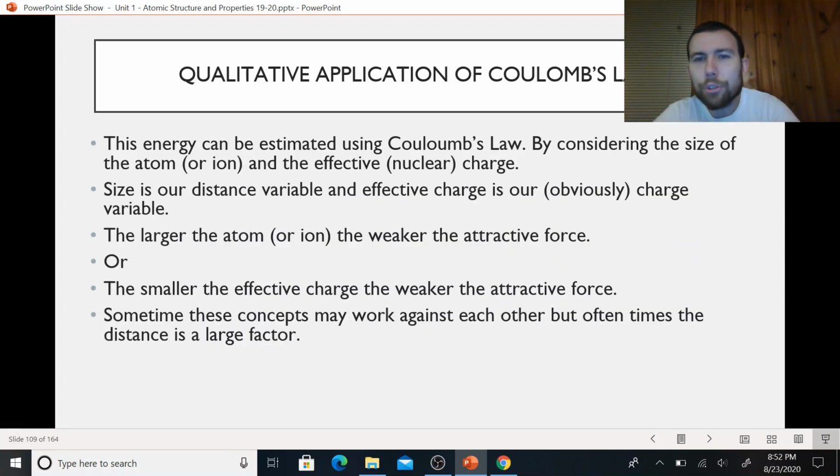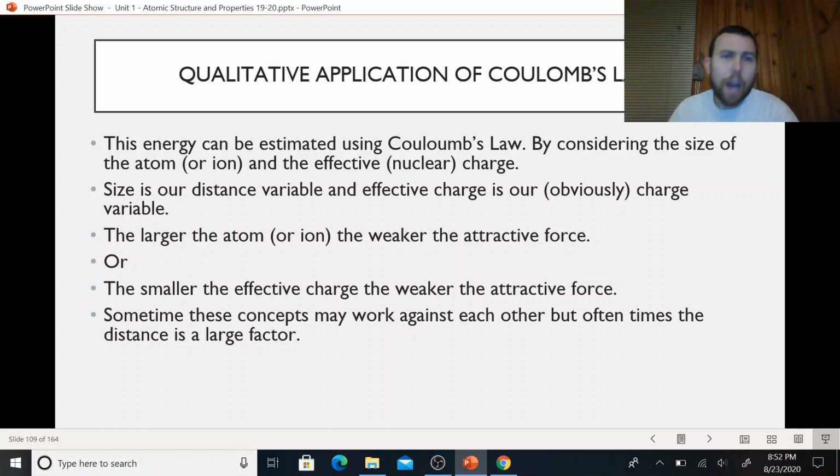Now, taking those two things that we're talking about, ionization energy and effective nuclear charge, we can begin to examine those things within the context of Coulomb's law. So the ionization energy for an atom or an ion can be estimated using Coulomb's law. What we're going to do is consider the size of the atom or the ion, which we have experimental data that we could use to figure out what the sizes of an atom or an ion are. And we can take a look at the effective nuclear charge of that particular atom or ion.